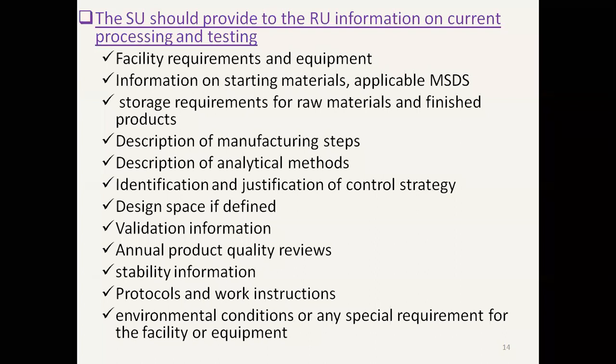Then design space is there. When we go for optimization purposes, we go with the design space, so information on the design space should be studied. After that design space, we can have validation information related to the products, like plans or reports. Then some annual product quality reviews, if they should be transferred. Then some stability related information. Then authorized sets of protocols and work instructions for manufacturing.